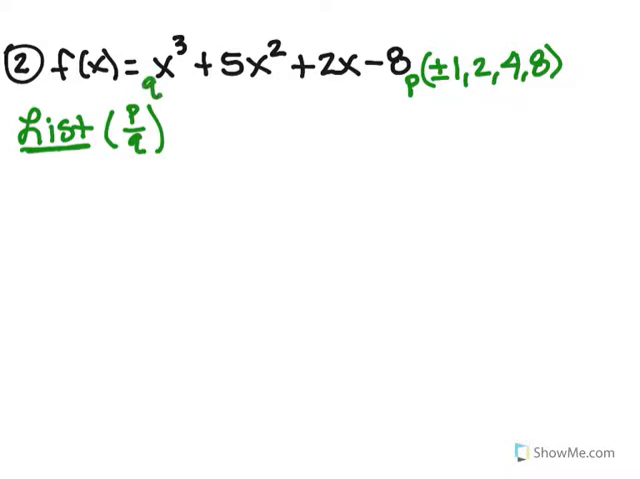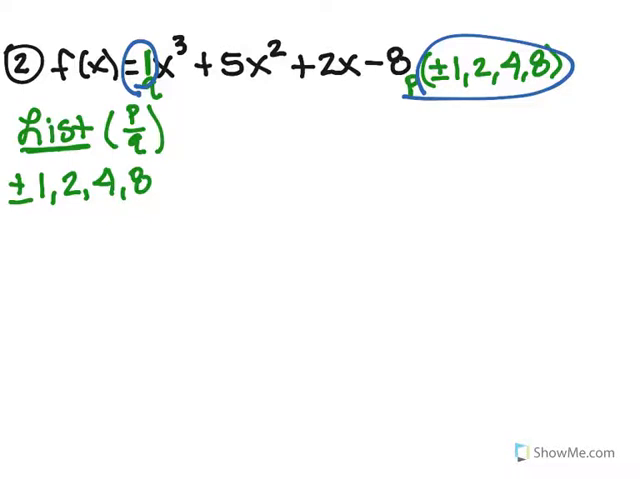Your Q represents the first number. And again, since this is example 2, my first number is just 1. Okay? So my list, if I take each one of these P's and put them on top of this Q, which is just 1, I'm only going to have my P's, which would be positive, negative, 1, 2, 4, and 8. That's all I have in my list. So again, you wouldn't try numbers like 10, 3, negative 15, because they're not in your list.